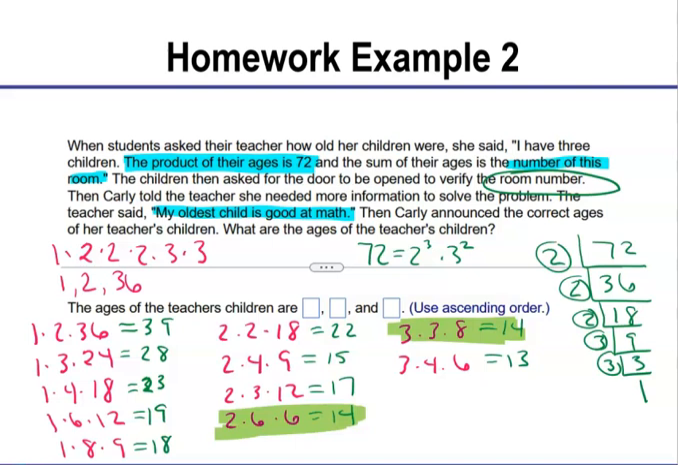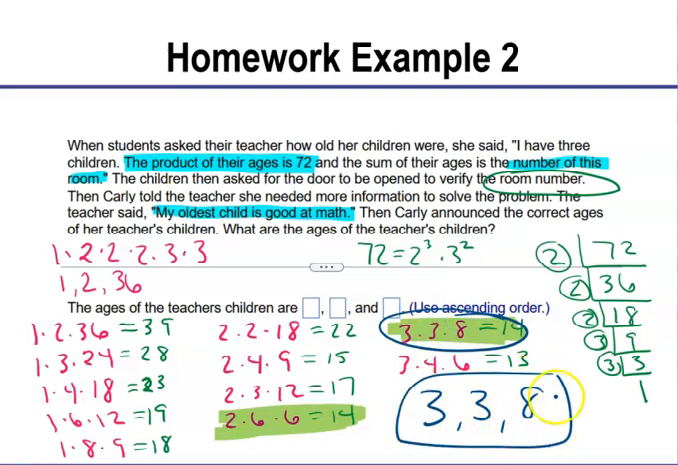How does that help? Well, look at the two situations. I've got 2, 6, and 6. Who's the oldest child there? There's 2 of them that are the oldest child. So if the oldest child is good at math, then it must be this situation right here, 3, 3, and 8. If the oldest one's good at math, there's only one.